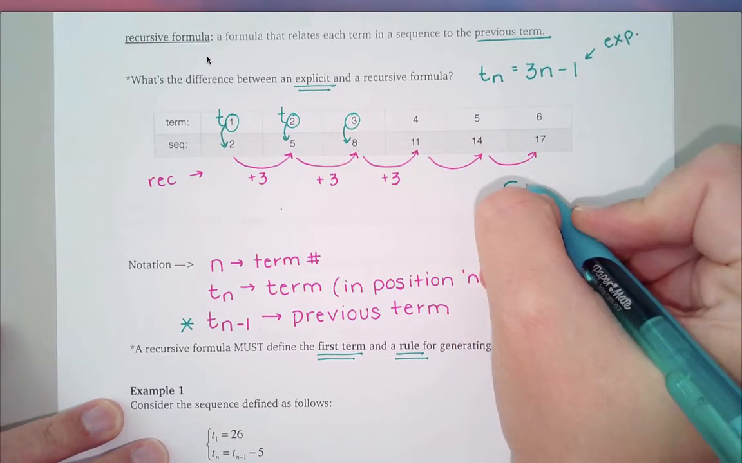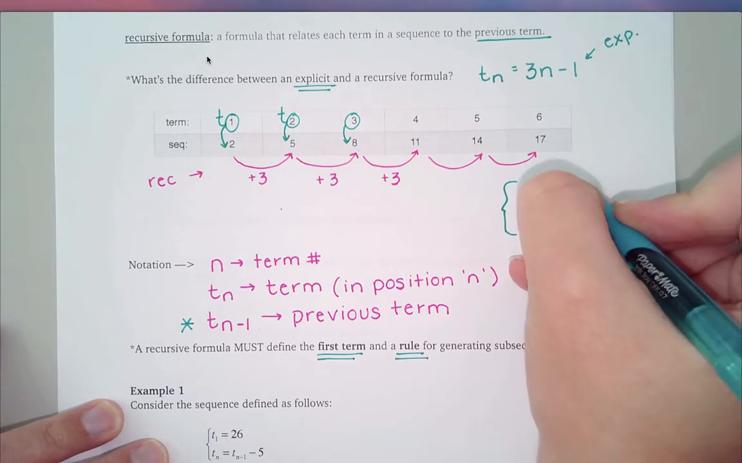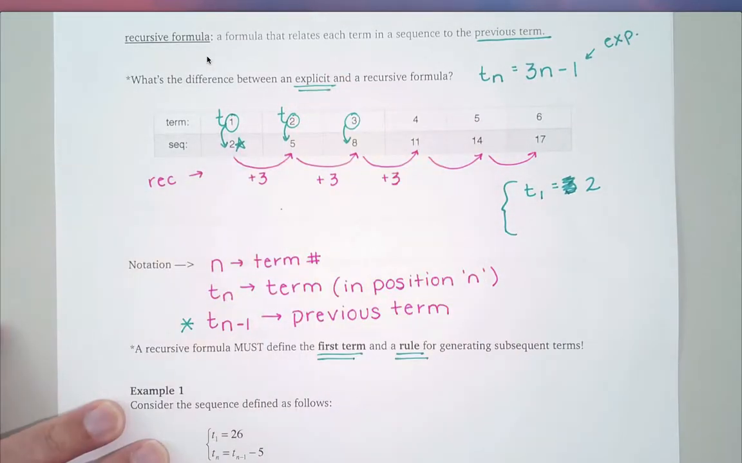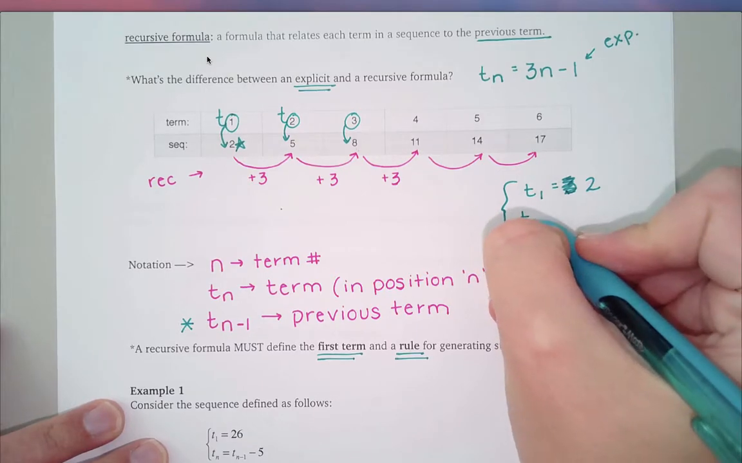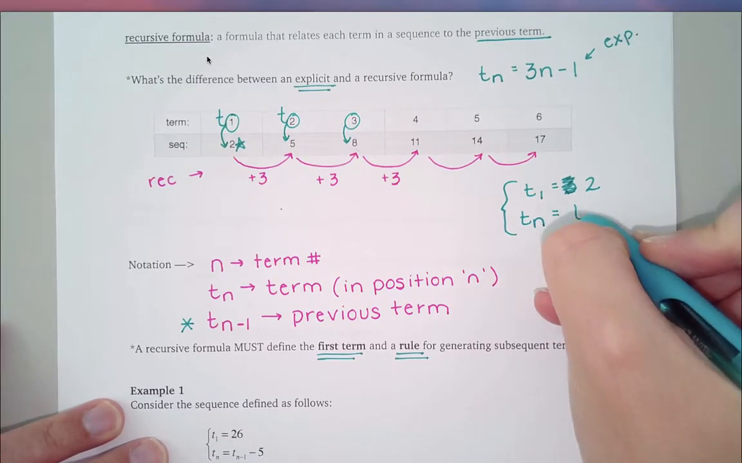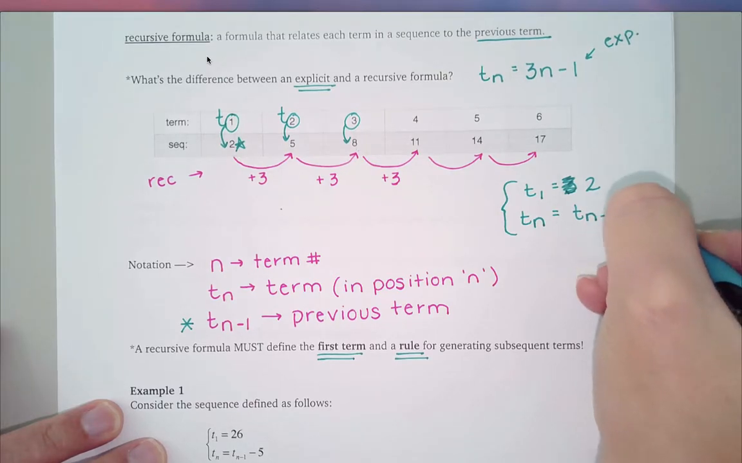I would say term 1 is equal to 3. Nope, just kidding. Term 1 was equal to 2, wasn't it? That's this. Okay? Term 1 is equal to 2. And then to get any other term in the sequence, which is what that's saying, I'm going to take the previous term and add 3.